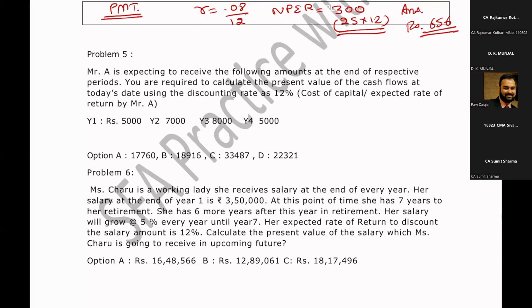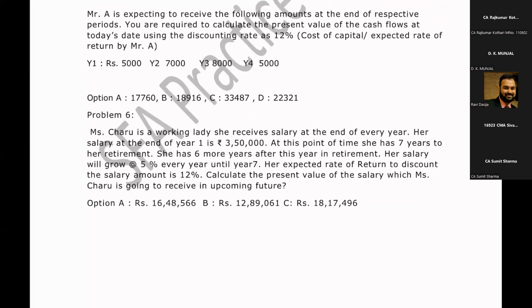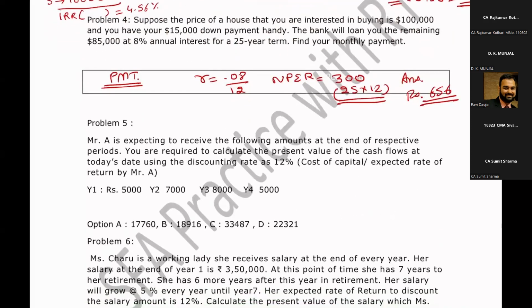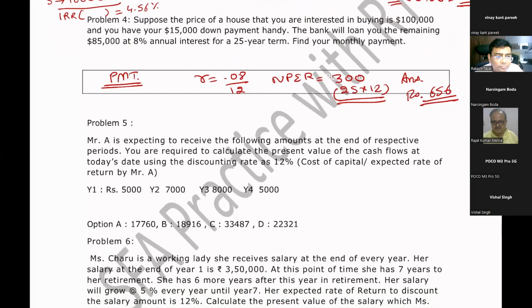Has everyone got the answer, or shall I? Yeah, Vinayakant, I think you got the answer also. 656. Shall we go to the next problem?